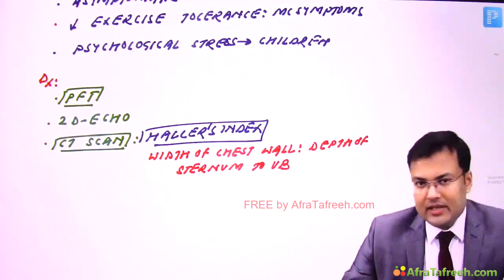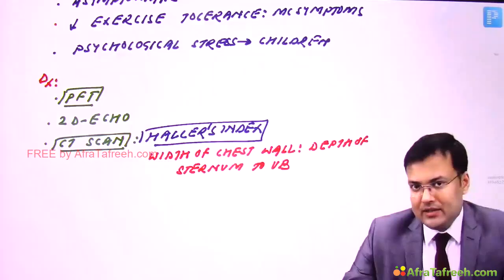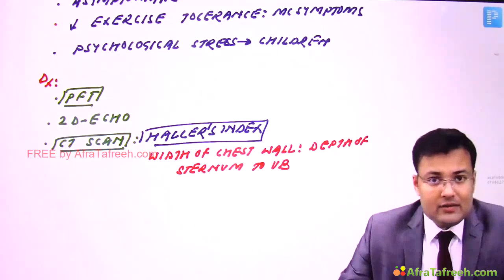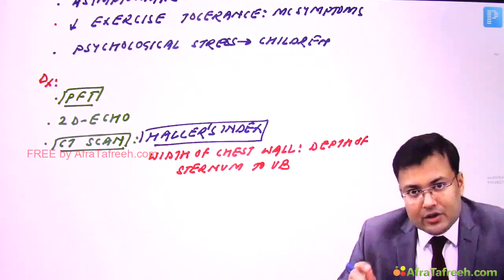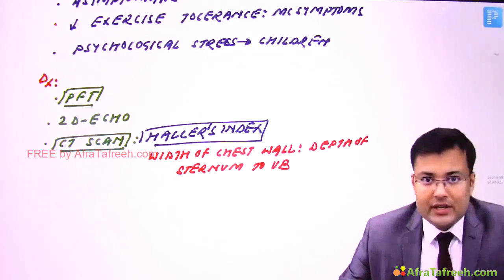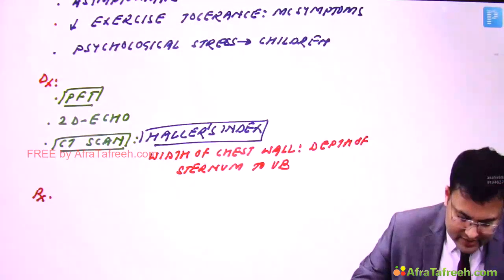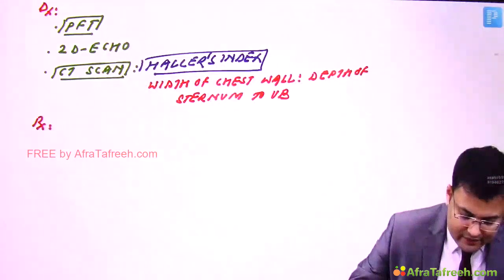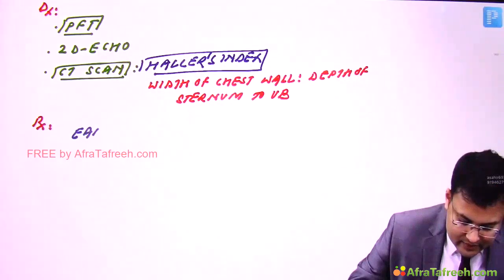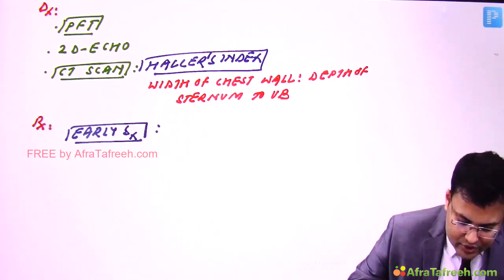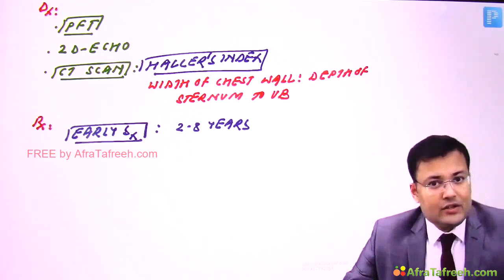So what's the treatment? The best results are obtained by surgery only. And what kind of surgery? Early surgery. It should be performed between 2 to 8 years of age, right? So the best results are seen if early surgery is done. In what particular age group? If it's performed between 2 to 8 years. Clear?